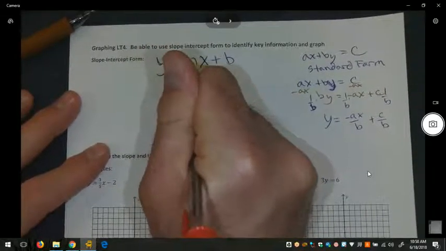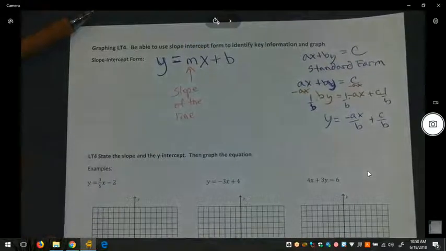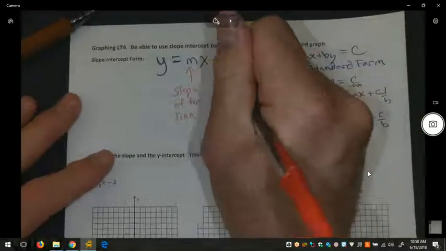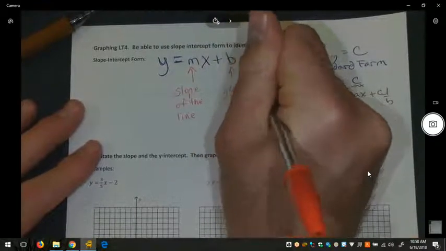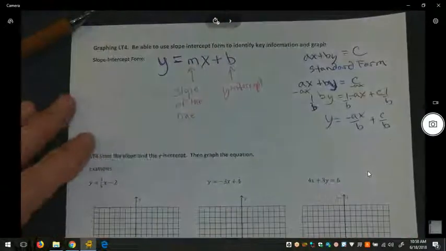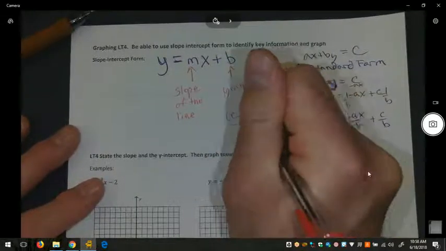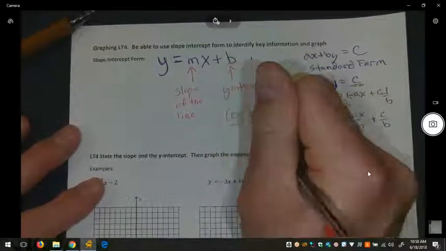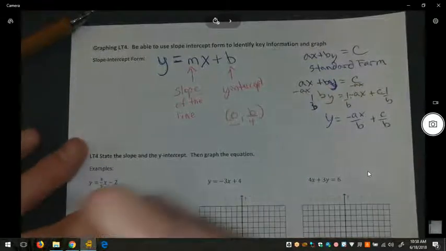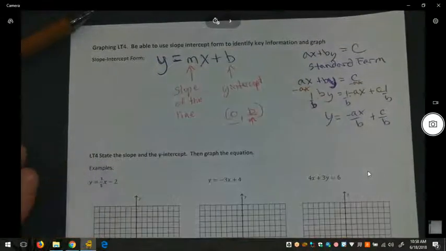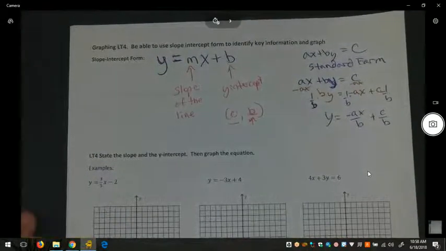By the way, this only works if it's a linear equation. If it's a quadratic or some other type of function, then this will not work. And b is the y-intercept, or where the graph will cross the y-axis: 0 for the x-coordinate, comma b, the height of the graph on the y-axis. So let's take a look at graphing some of these using slope-intercept form.